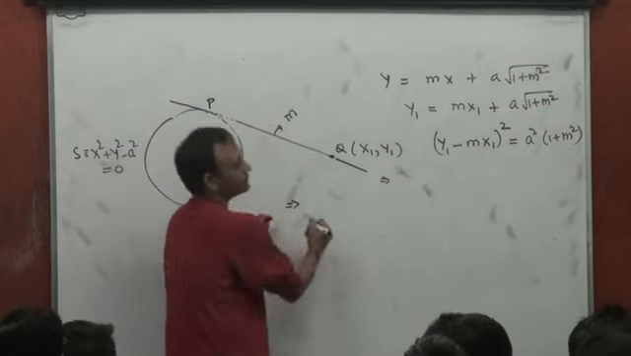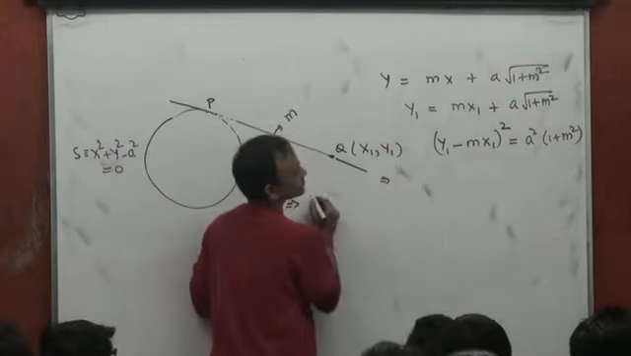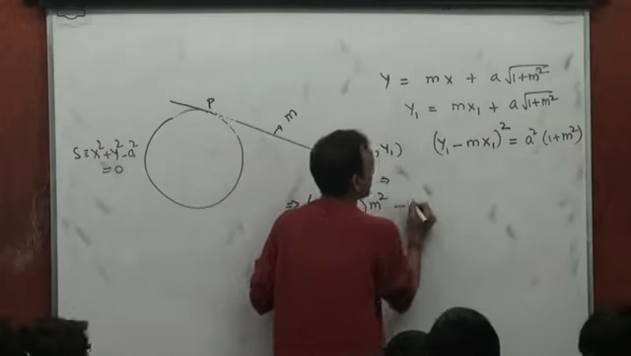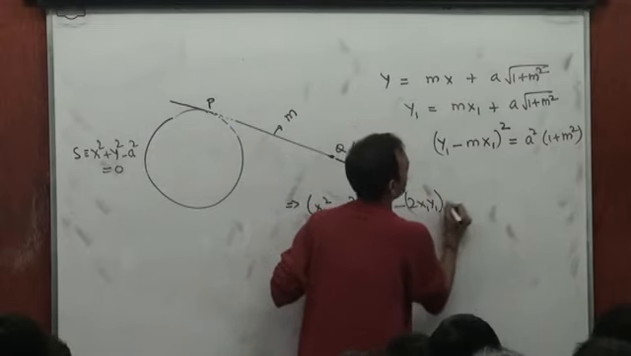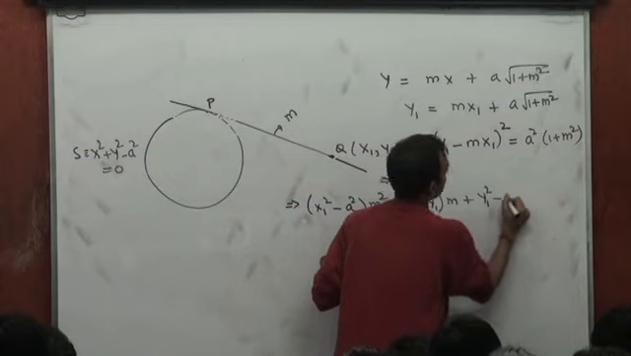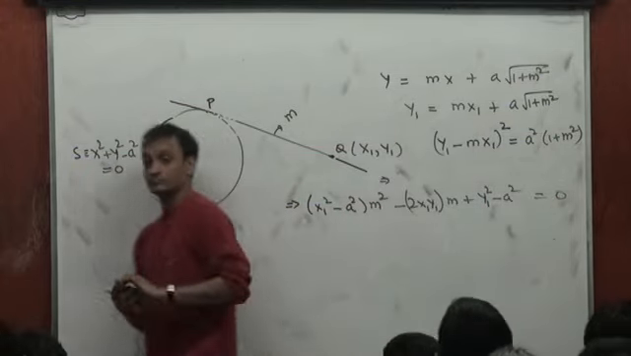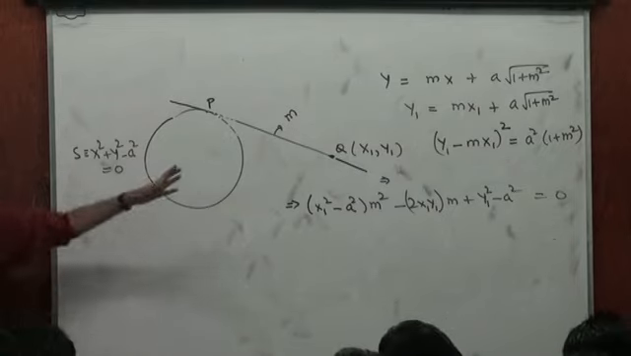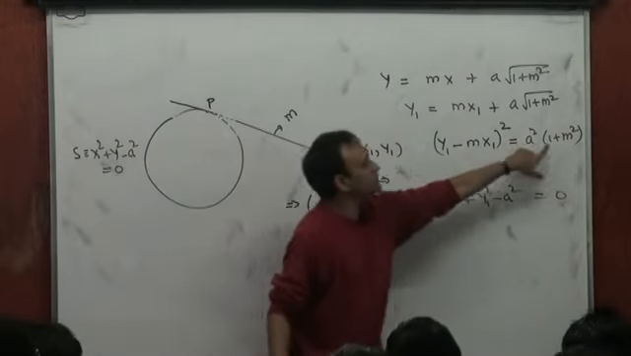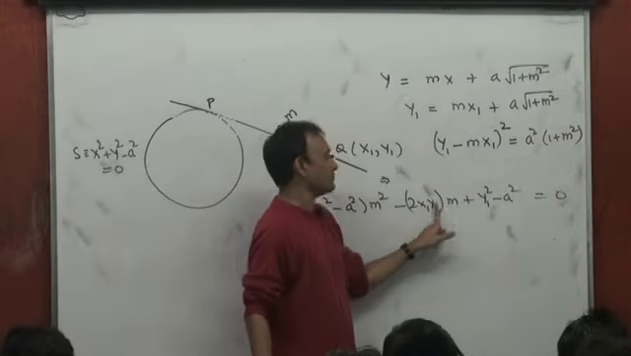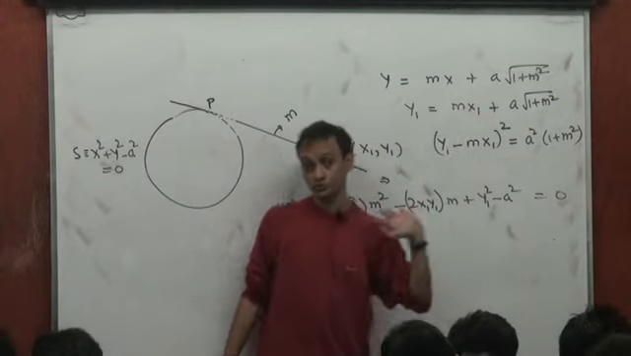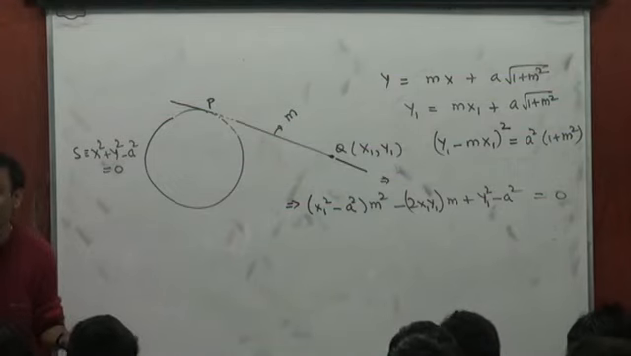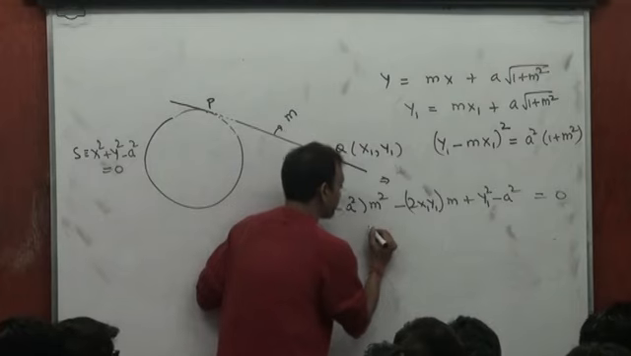So which means now, putting all in one place, m squared into x1 squared minus a squared, then the middle term minus 2 x1 y1 m, and then y1 squared minus a squared equal to 0, which is a quadratic in m.